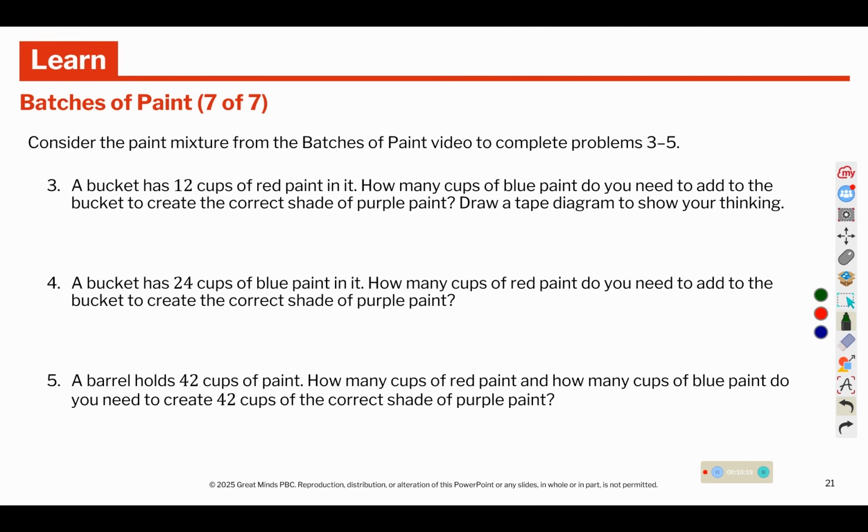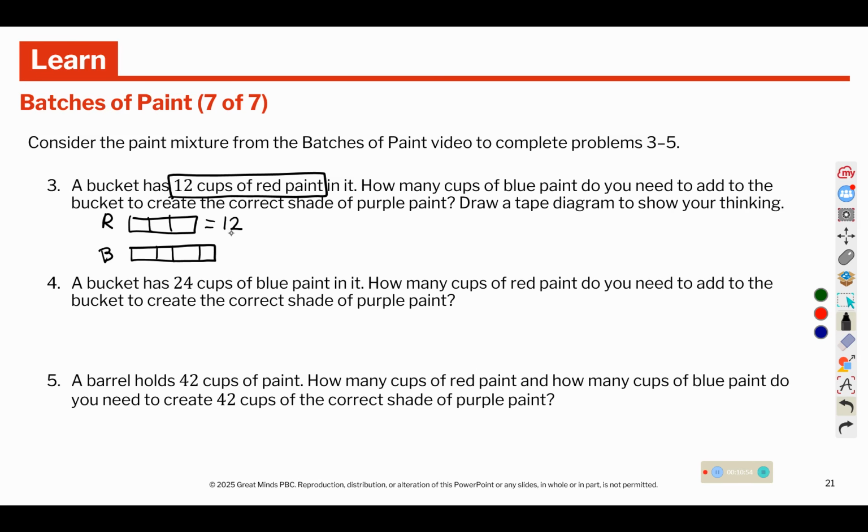A bucket has 12 cups of red paint in it. How many cups of blue paint do you need to add to the bucket to create the correct shade of purple paint? Draw a tape diagram to show your thinking. Again, I have 3 boxes for red and 4 boxes for blue. This says 12 cups of red paint. That doesn't mean I need 12 batches, so I'm not going to put 12 in each box, but I do want to put 12 as the total amount of red.